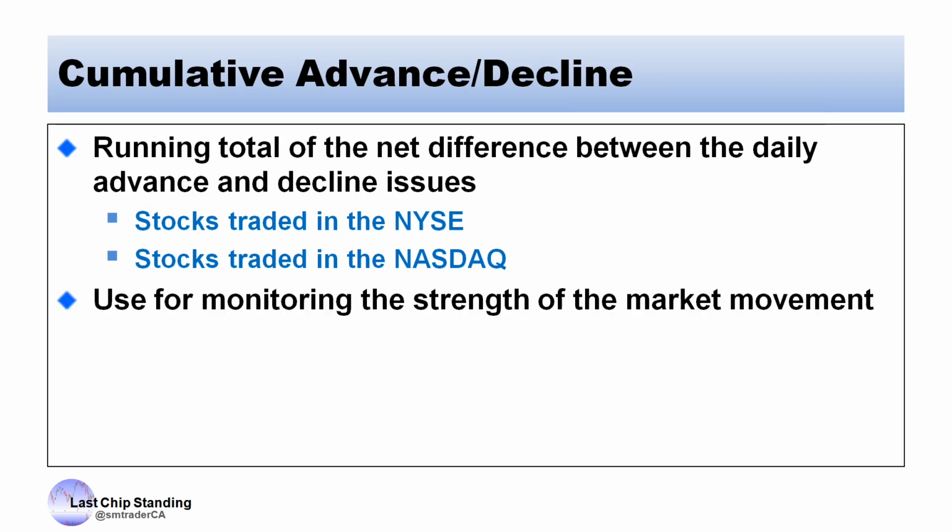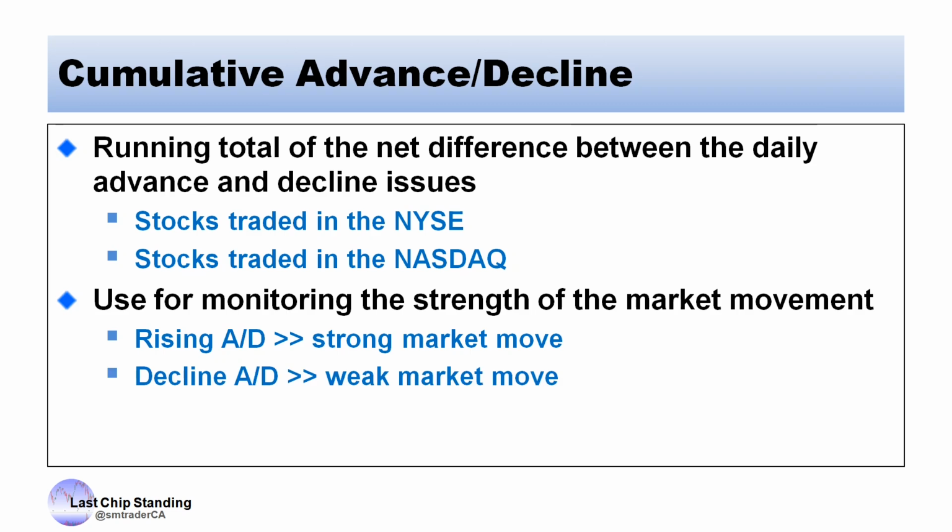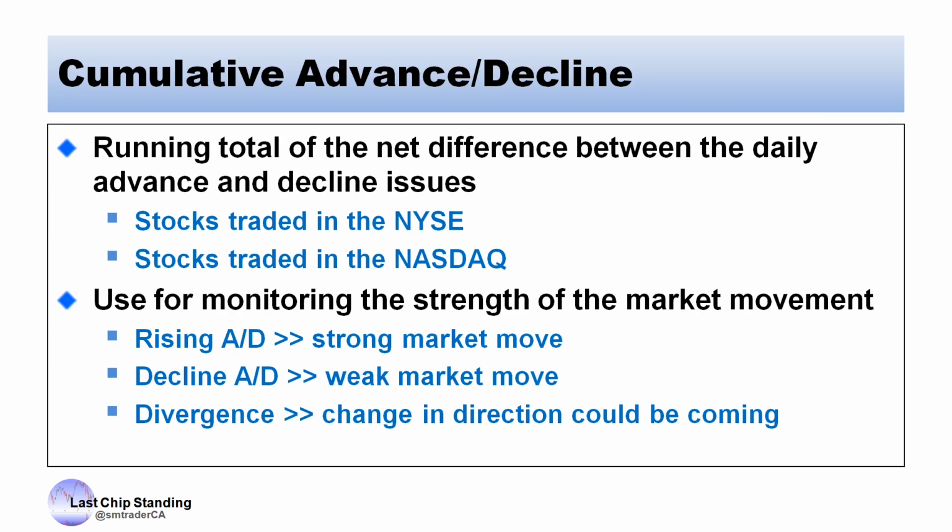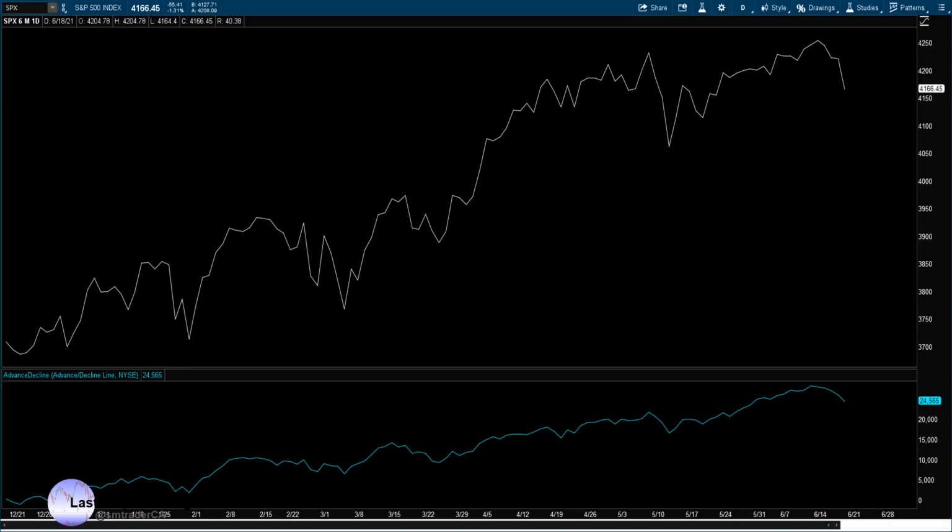It is used to monitor the strength of the market movement. So when the AD line is moving up, it means a strong move from the market. And when it is moving downward, it means a weak move from the market. And when the AD line is diverging with the index, it tells us to watch for a potential change in market direction. Here's a chart of the cumulative AD line. And here is a plot of the S&P 500 closing price.